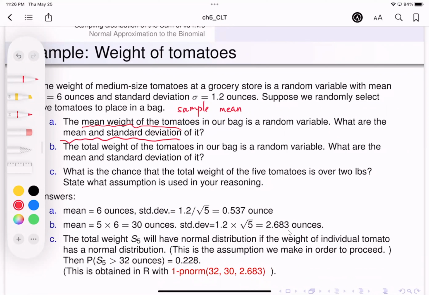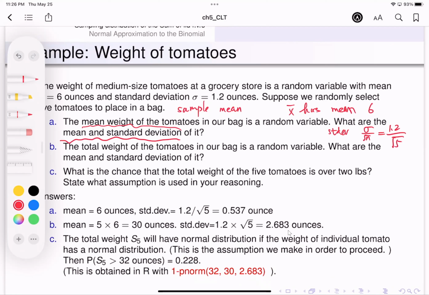So we know that the mean is equal to the population mean. So we'll write: X bar has a mean equal to the population mean mu, equal to 6, and the standard deviation equal to sigma divided by the square root of n. Since we're looking at the X bar, yes, it is X bar. So for the X bar, the mean is the same as the population mean, and the standard deviation is equal to sigma over square root of n. So in this case, it would be 1.2 divided by square root of 5.